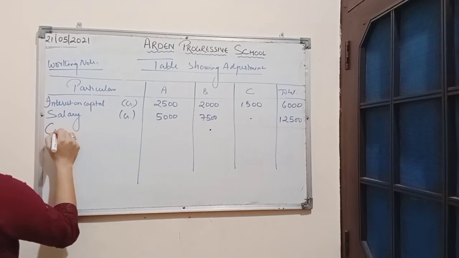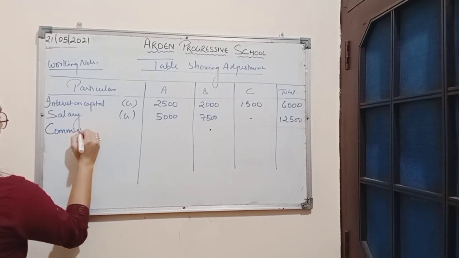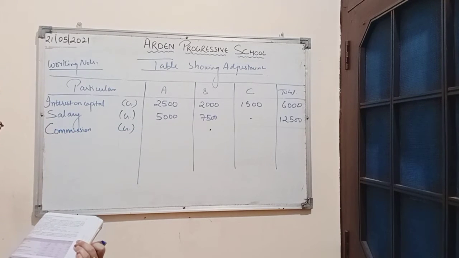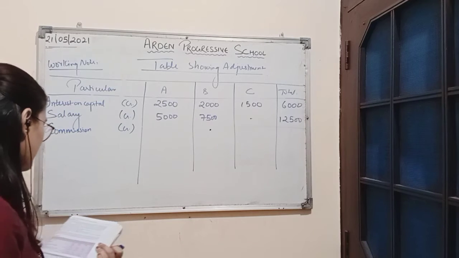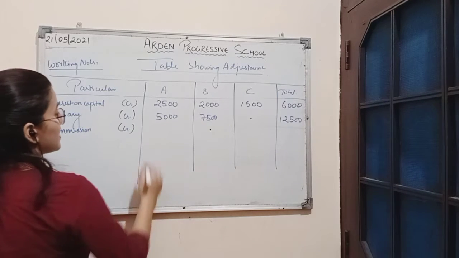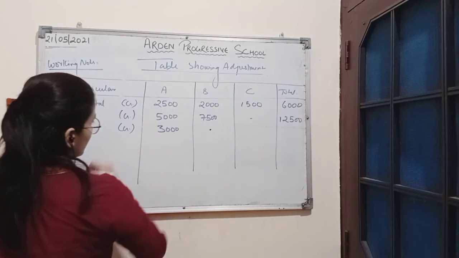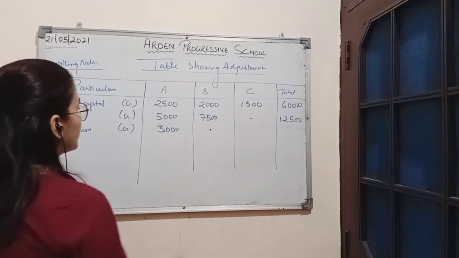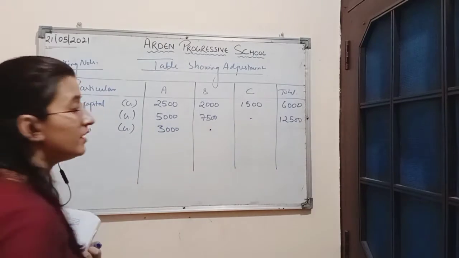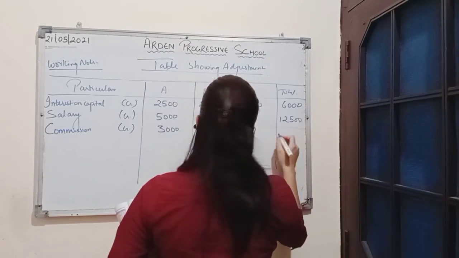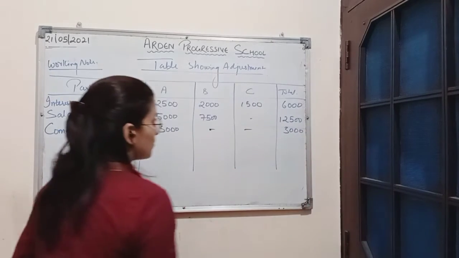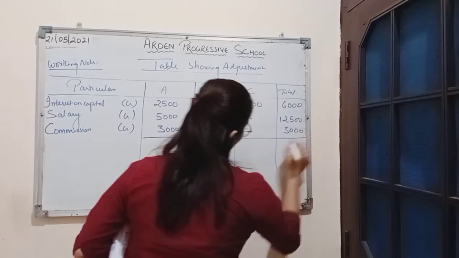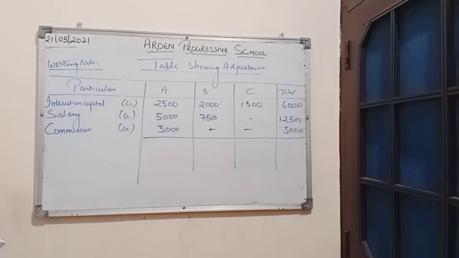Next error is commission. This is also a credit item. Commission is due to A on a special transaction amounting to rupees 3,000. This should also be credited to A's capital account and this amount has not been recorded by the firm. So total amount here will be 3,000. So let's see what is the amount of total credit balance.